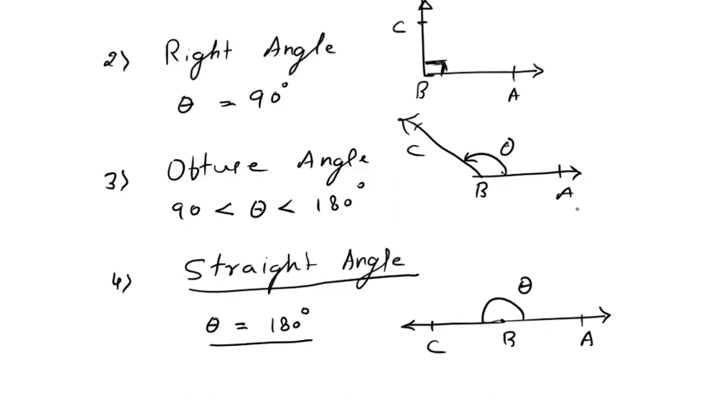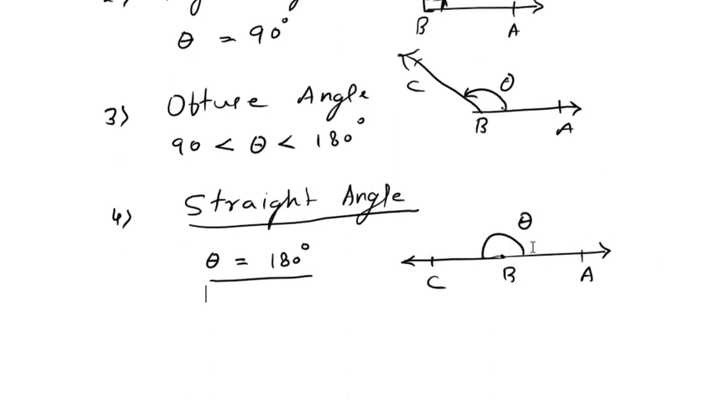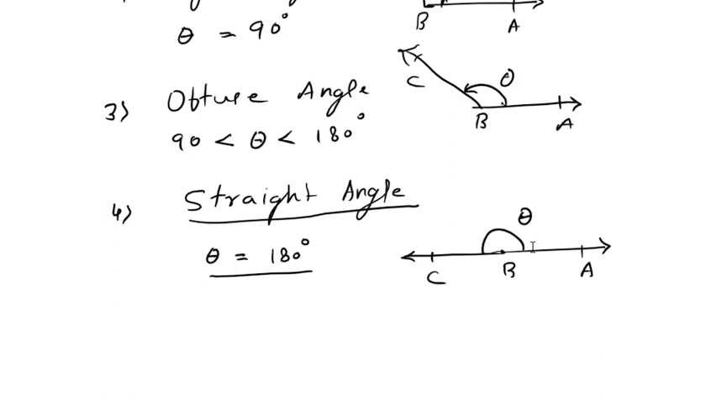So you know what is the measure of this straight angle? The measure of this straight angle is 180 degree. Fifth angle is angle greater than 180 degree, that we call as reflex angle. So next type is reflex angle.